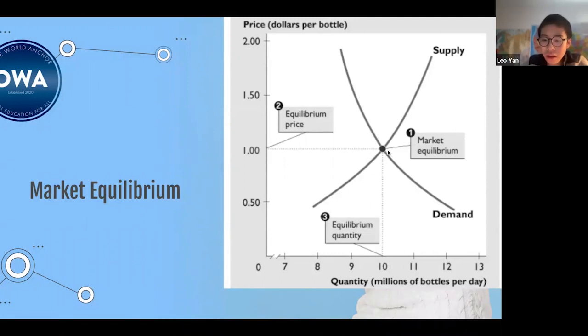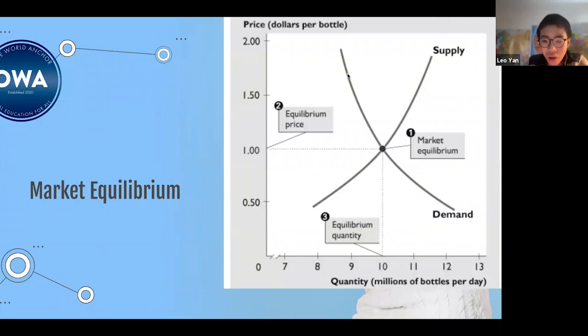So what's the market equilibrium? The market equilibrium is essentially the dot in the middle. It's the intersection point of the supply and the demand curves. In other words, if you think about it conceptually, it's the perfect balance where you're not producing so much that you're wasteful, but you're also producing enough to meet the demand of your customers.